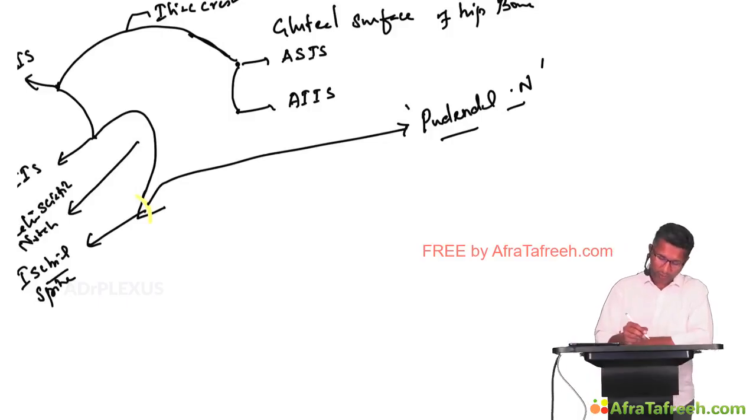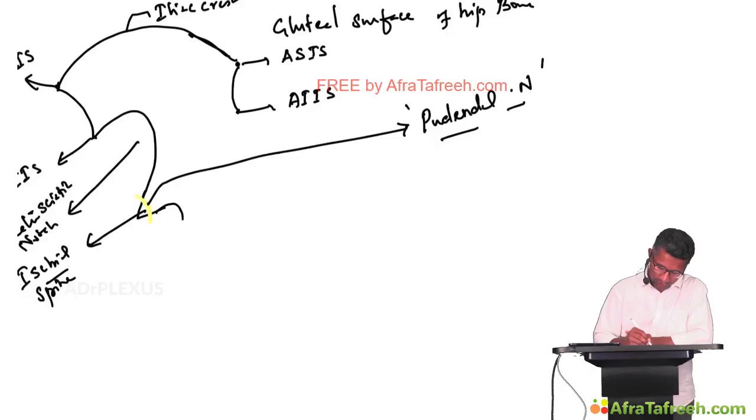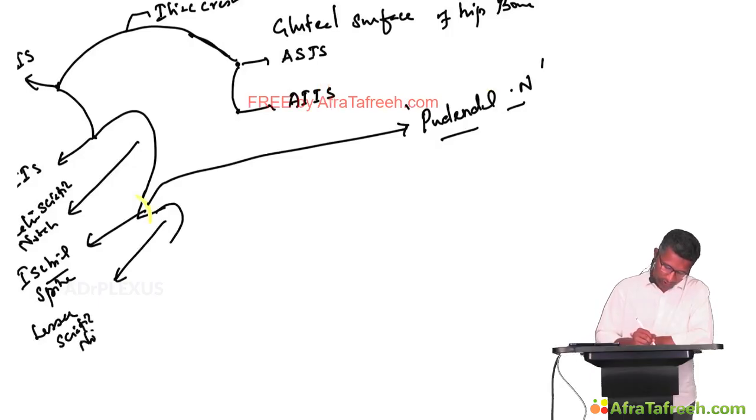Okay, fine, guys. If you trace the ischial spine, it then continues as a small notch called the lesser sciatic notch. This is called the lesser sciatic notch. And this lesser sciatic notch continues as the ischium bone. So this is the ischium bone.